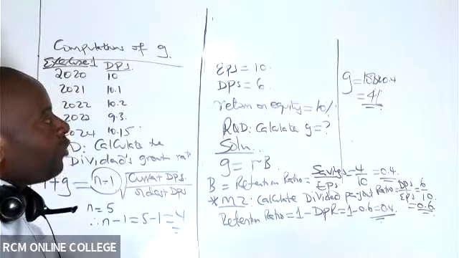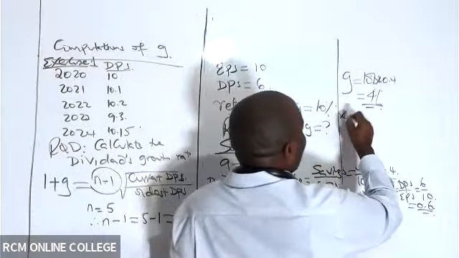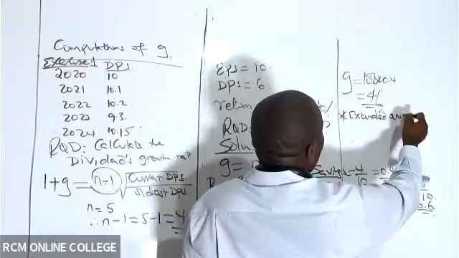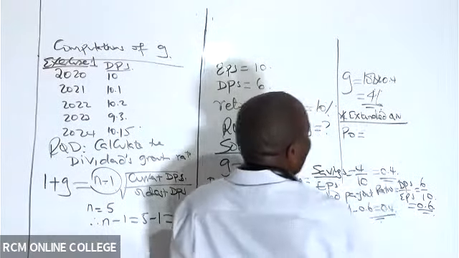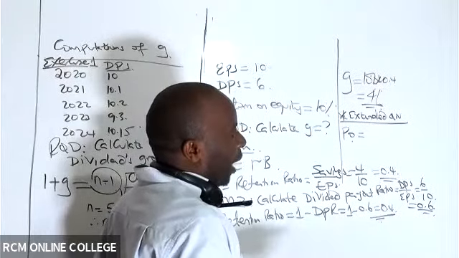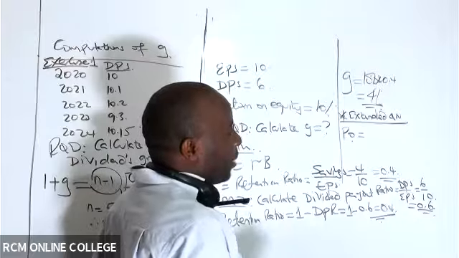If, for example, they went ahead and asked me the value of a share in this extended question, I would very comfortably give them the value of a share. P0 means the value of a share, the current market price per share.